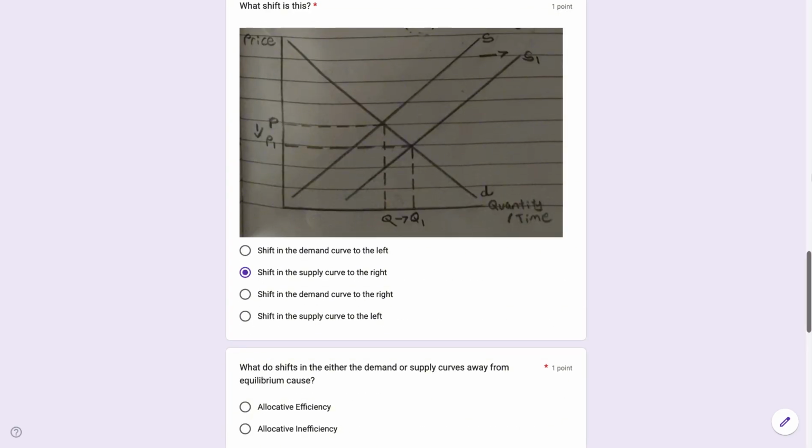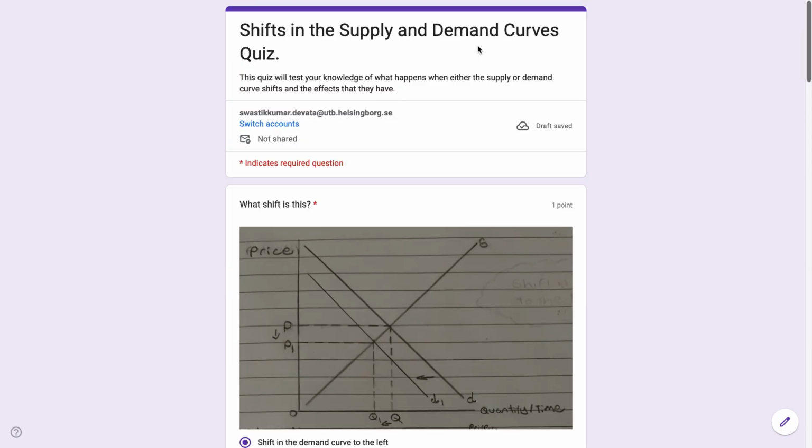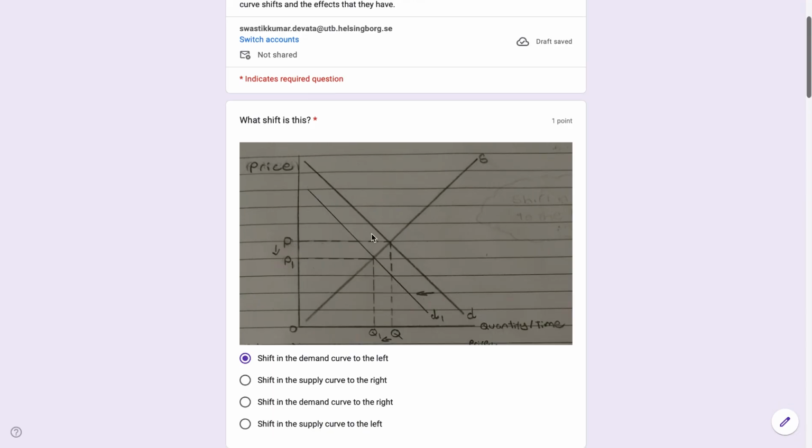What do shifts in either the demand or supply curves away from equilibrium cause? First, let me just establish what equilibrium means. Equilibrium is the point of position where both consumers and producers are satisfied and their needs are met. So both have to be satisfied. Now, I can show you where that point is here on this diagram. In fact, any of these diagrams. Let me start with the first one. That would be at this point where P and Q are, where the supply and demand curves intersect.